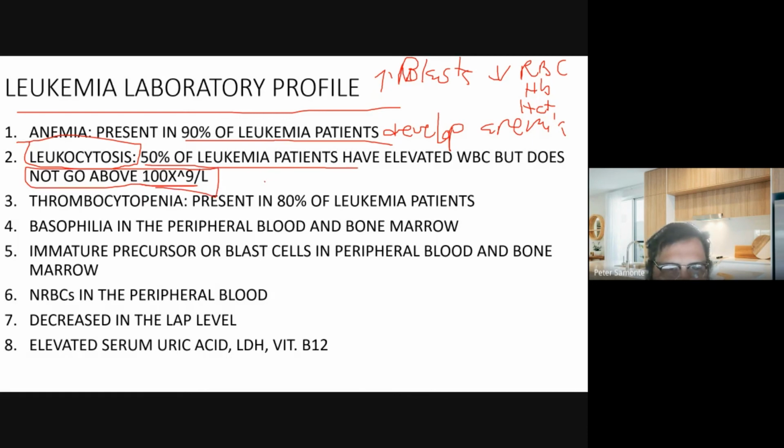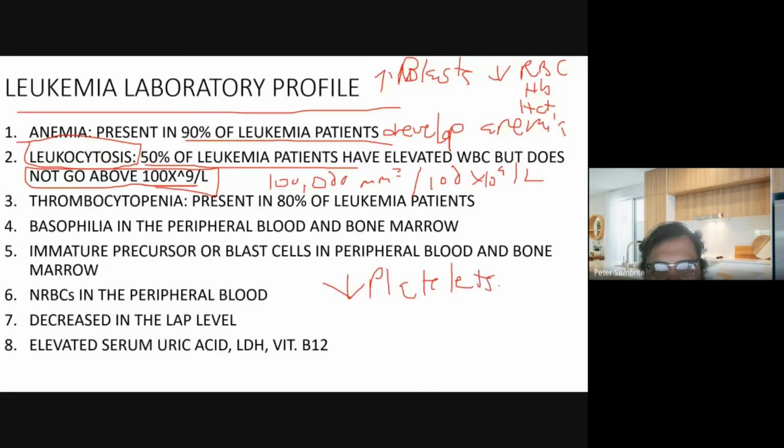Again, 90% of leukemic patients develop anemia. 50% of leukemic patients have elevated WBCs, but hindi siya sumusobra class ng 100,000 cubic mm na WBC count or 100 times 10 raised to the 9 per liter. There is also the thrombocytopenia. Decrease ang platelets class. Decrease platelets in 80% of cases.